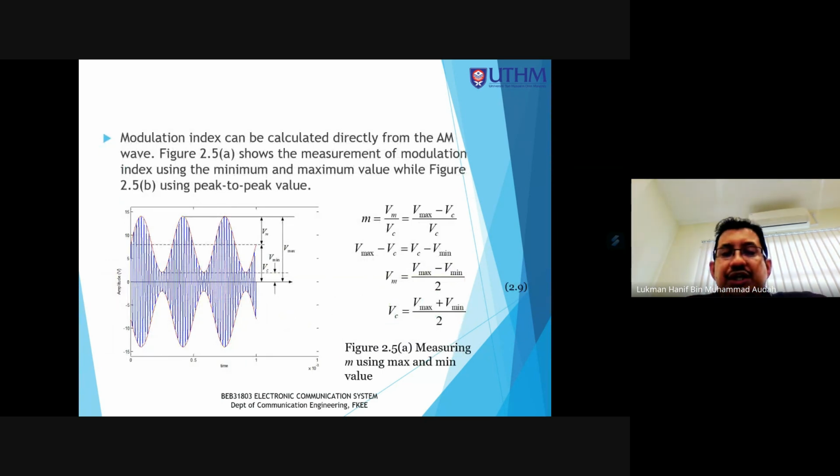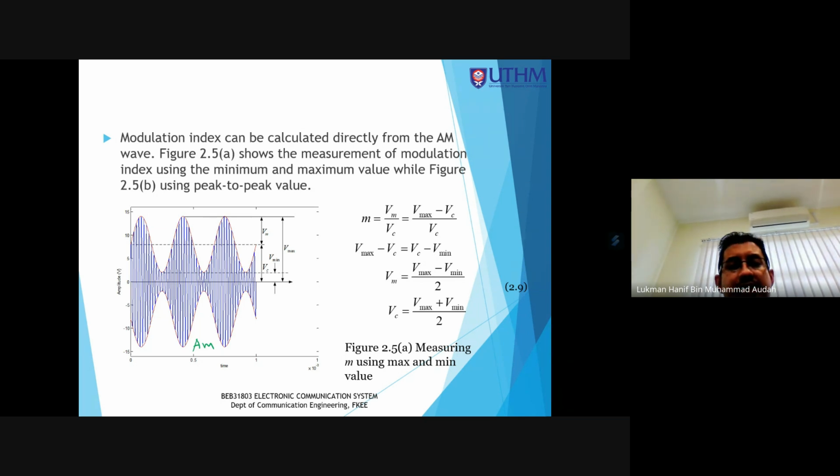So the modulation index can also be calculated by measuring the height of the transmitted signal. If you see from this graph, this is the AM signal. In the AM signal, you see that it has a positive part and also a negative part. The positive part is the upper side, and the lower side is the negative part.